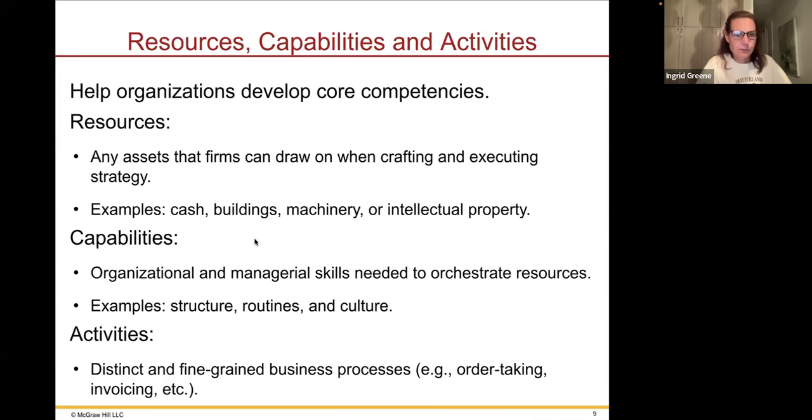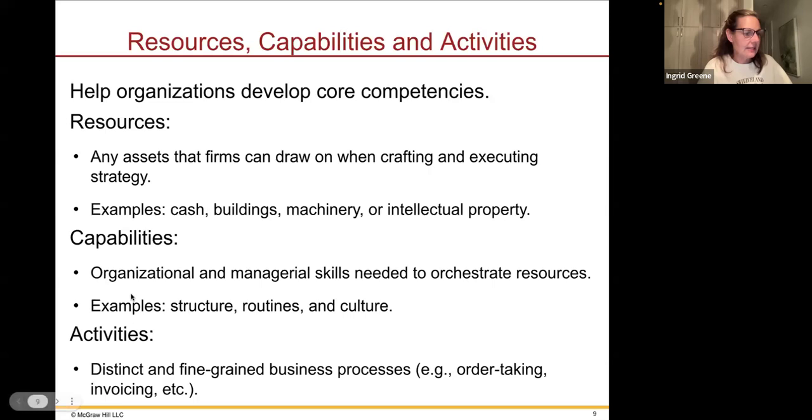So these are the organizational management skills. This is what I'm training you to do, right? To create value for the organization that you join. And this then you orchestrate those resources, right? Then you know better how to manage the people and the machines and the cash, etc. And this comes through structure, routines, and culture, right? Whether you work in human resources or accounting, etc.